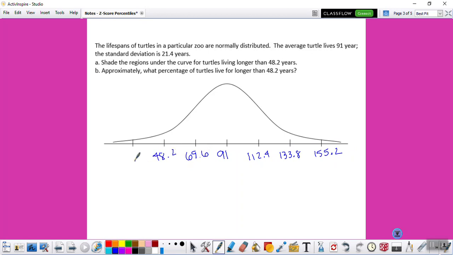Going down, we'd have 69.6, 48.2, and 26.8. So shade the regions under the curve for turtles living longer than 48.2 years. So from here, I'm going to shade everything under the curve going to the right because we want the ones that live longer, and that's where our numbers are going up.